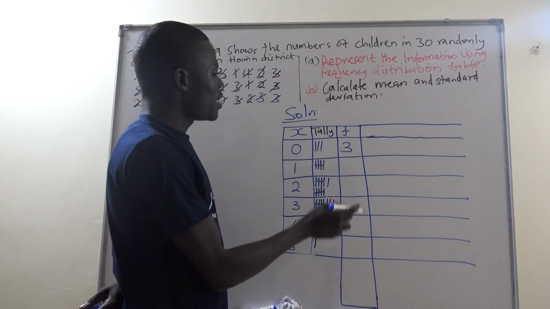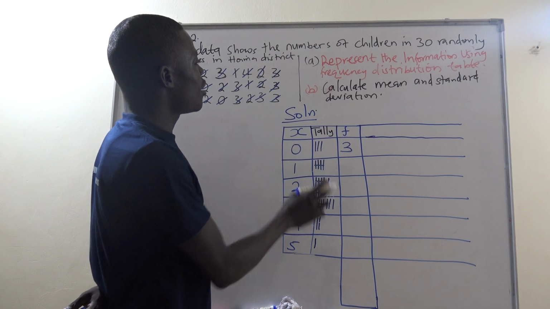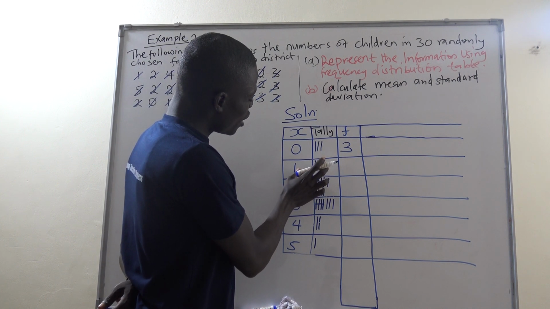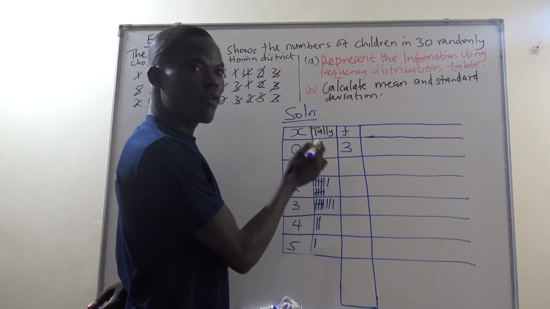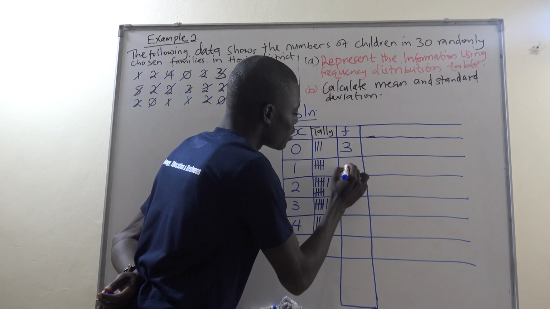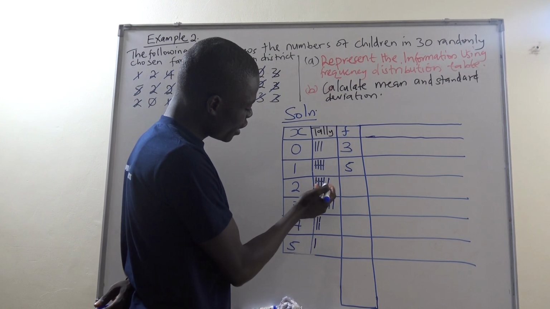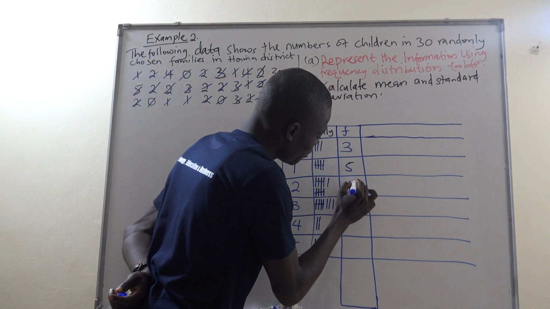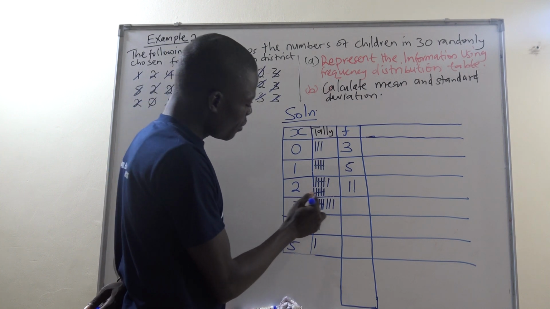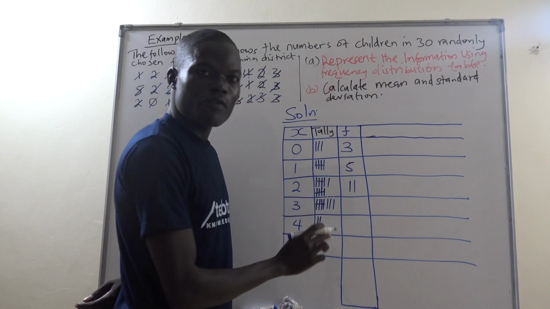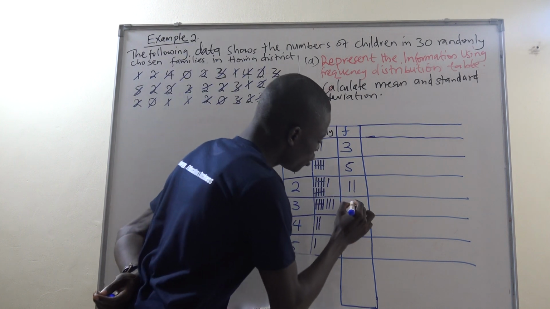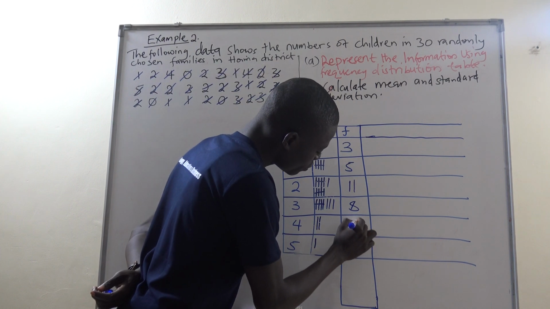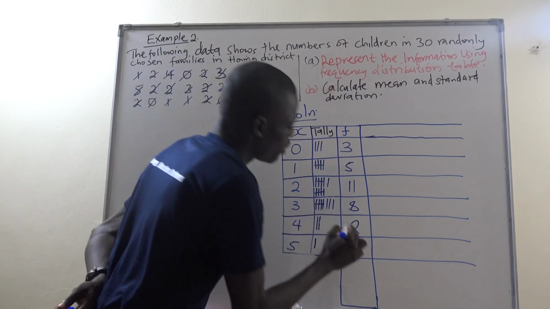Implying in 3 families they did not get any child. Then in 1 where they got 1 child, there were 1, 2, 3, 4, 5 families. Then for 2, we are having 2 bundles of 5, that is 10, and then plus 1 we have 11. Then for 3 we have 1 bundle of 5, and then plus 3 which is 8. Then for 4 we have only 2, and then for 5 we have only 1.